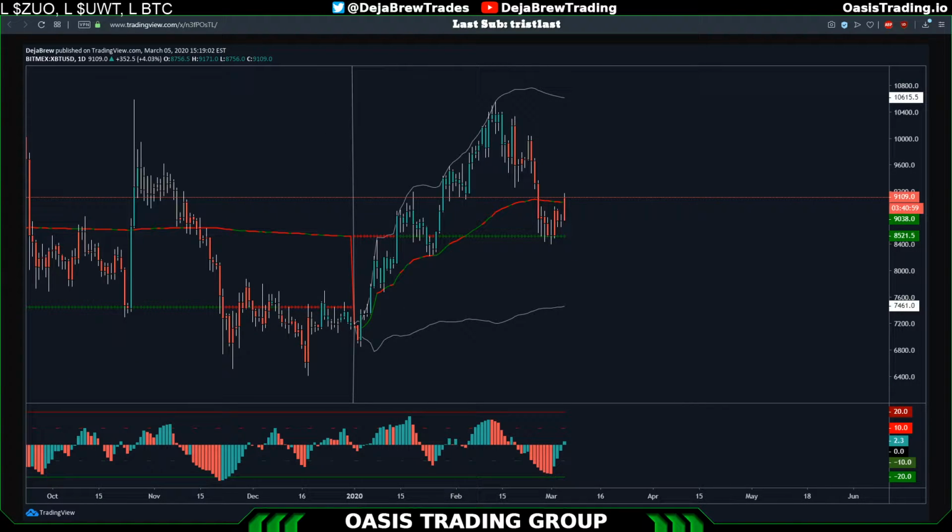We actually ended up falling down and testing it a couple of times. Gave you like 3 or 4 tests, but it never closed below it. Not a single close on the daily below that VWAP. So it showed you that the buyers from last year and the people who wanted to maintain their positions were buying this dip, right? They were protecting their positions.